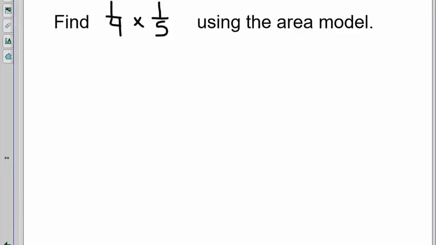Okay, here's a new problem without any context, but we're doing 1/4 times 1/5, and I would like you to use an area model to try to get a solution. So go ahead and do that on your own, and we'll talk about it in class tomorrow.